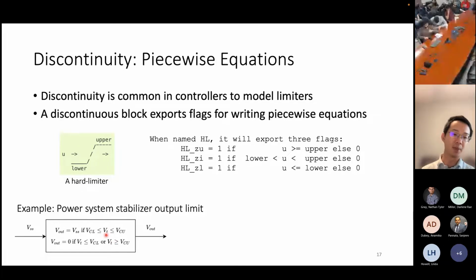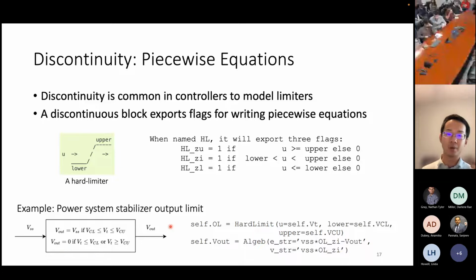If the voltage is within the limit, stabilizer output will be provided. But if the system has some under voltage or over voltage issues, the stabilizer will be disabled. So we create a hardware limiter called OL, output limiter. It basically takes in the terminal voltage as an input, checks against the upper limit and lower limit. So it exports one flag called _ZI to indicate whether it's within the limit. If it's within the limit, V out will be equal to VSS. Otherwise, V out will be 0.